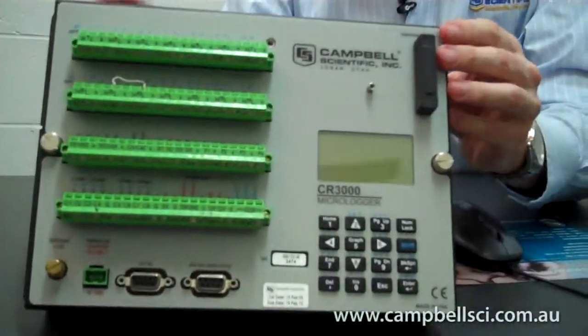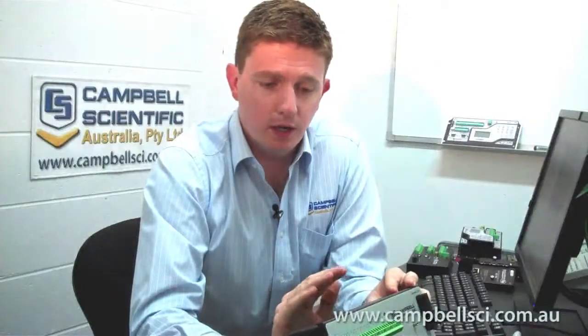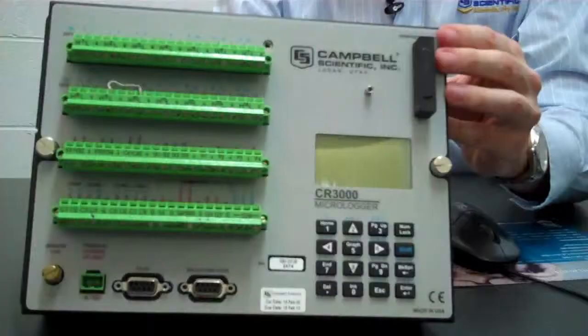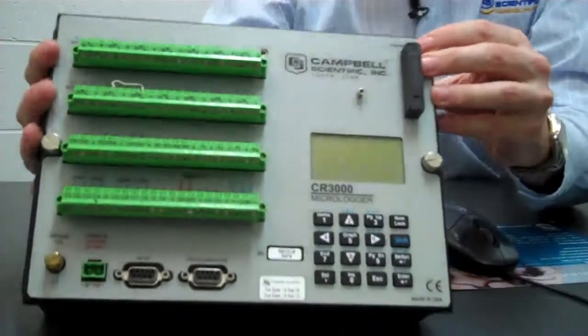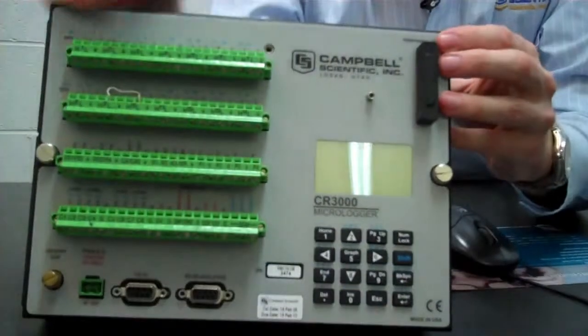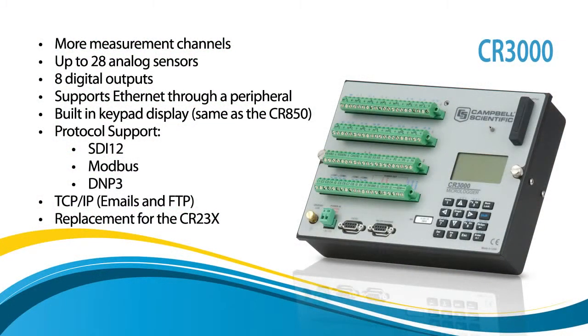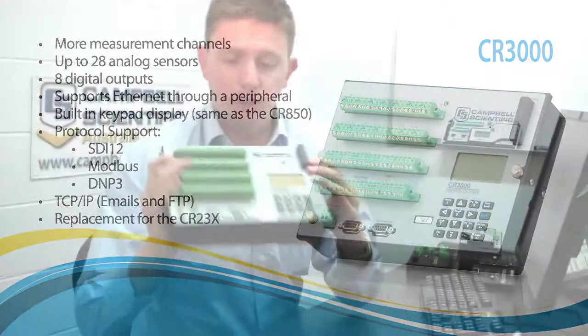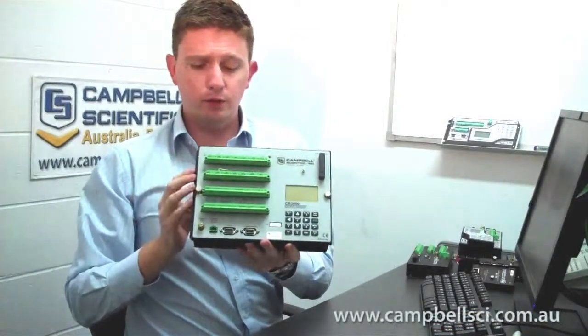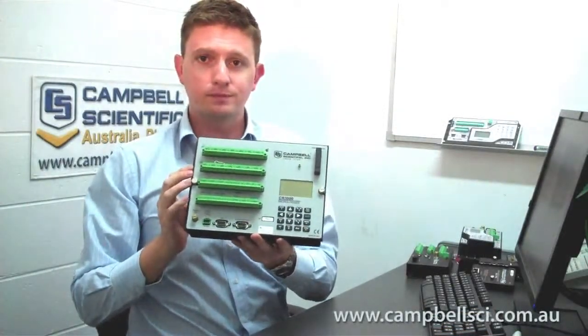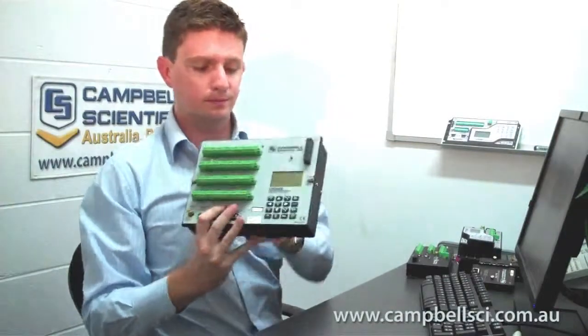Same programming language, same instructions. It can do emails and FTPs and SMSs and all those same things that the CR1000 and the CR800 can do. But it does have a faster processor on board, so it can do more processing in the same amount of time as the CR800 or the 1000. Okay, and if you're used to the older loggers, that has replaced the CR23X. If you're used to using those older ones.